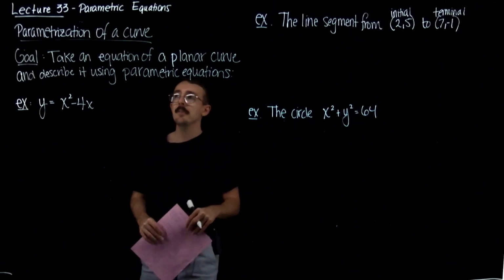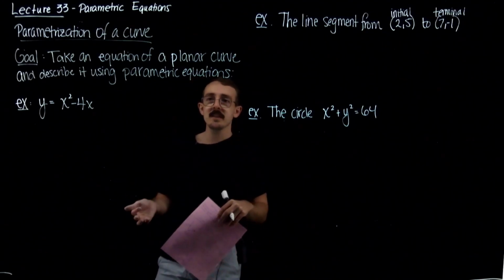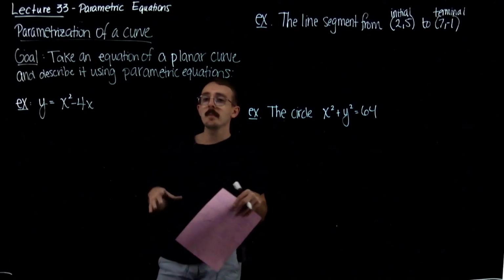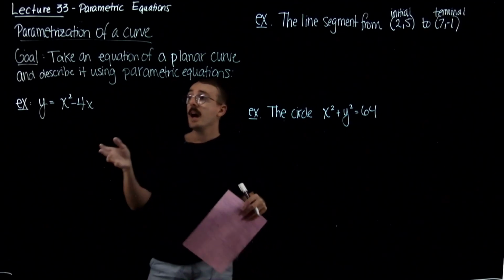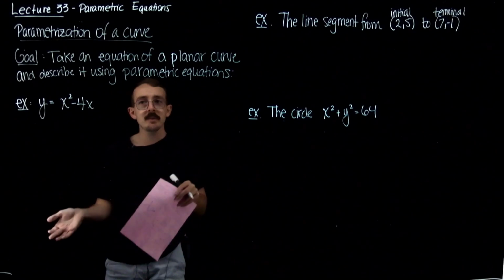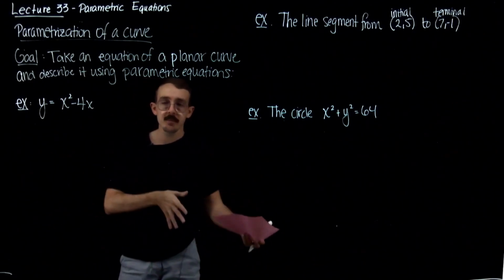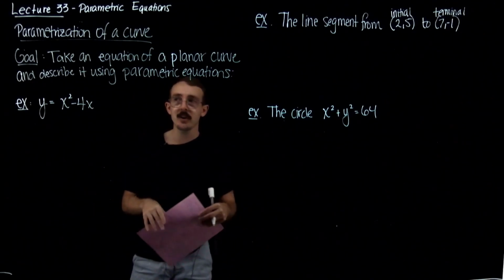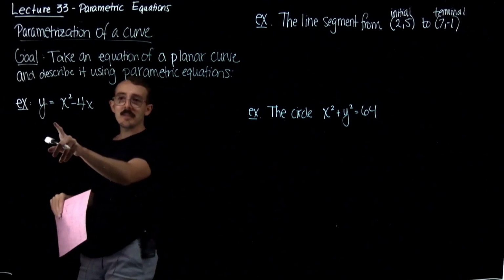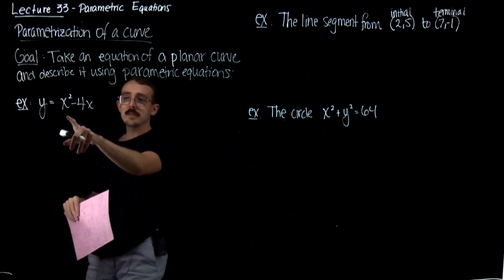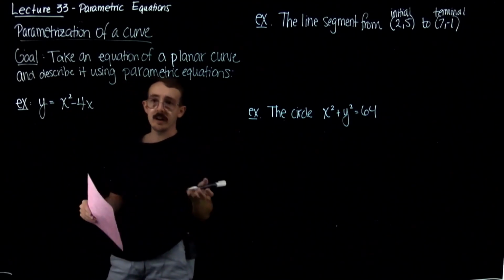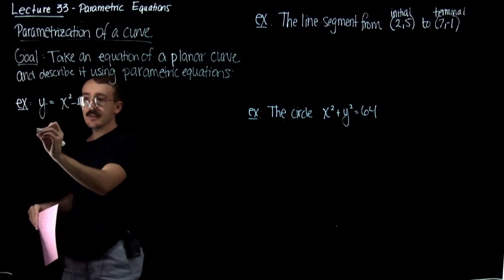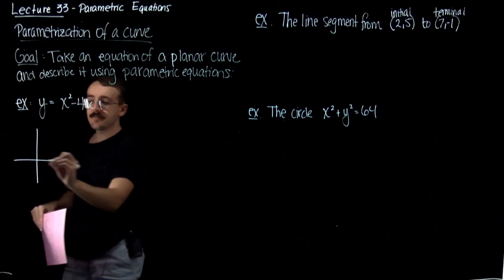Welcome back. So now, for the last part of this video, we're going to take a look at, given a planar curve, how would you write your own parametric equations that could describe a path for that curve? So here's my first example. We have y equals x squared minus 4x. So what does that look like as a planar curve?